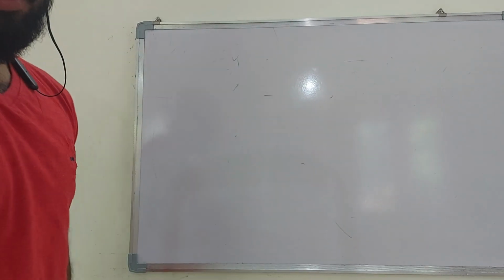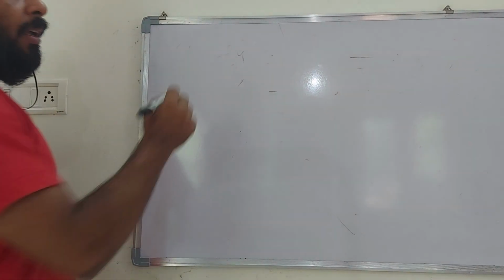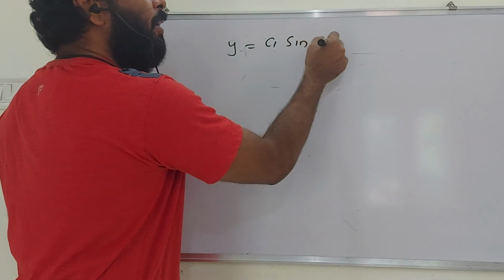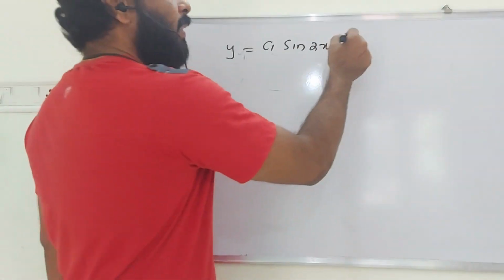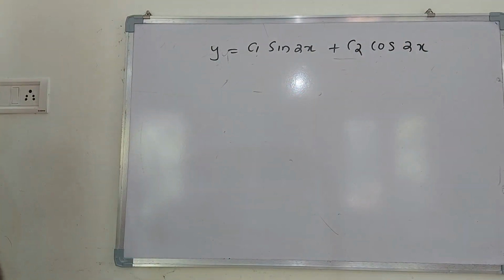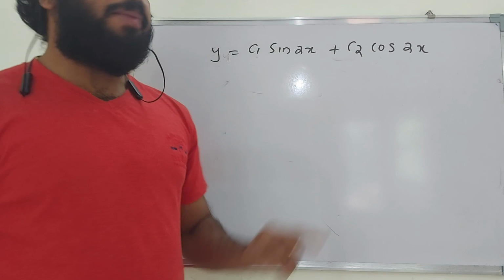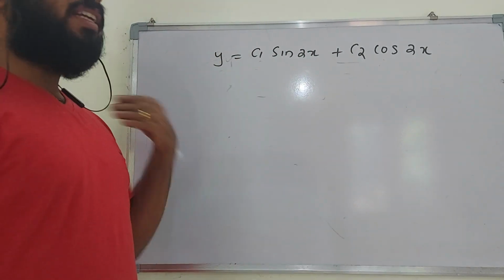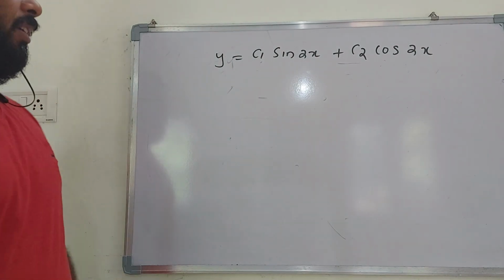Now consider a two parameter family y equal to c1 into sin 2x plus c2 into cos 2x. Form a differential equation from this relation. Here there are two parameters c1 and c2. So by eliminating c1 and c2, we get a second order differential equation.